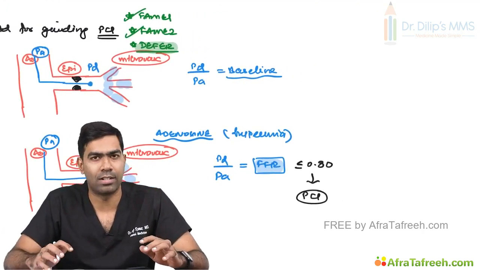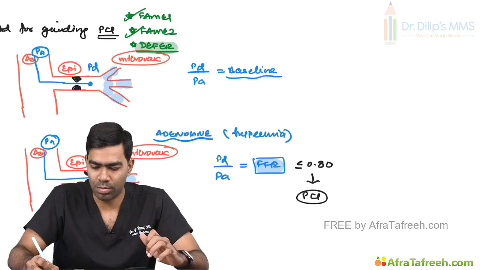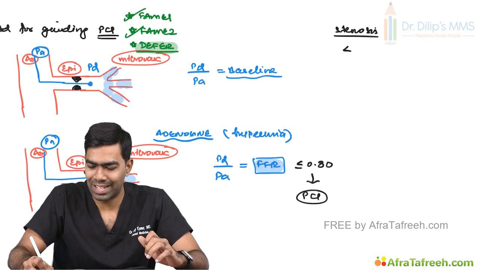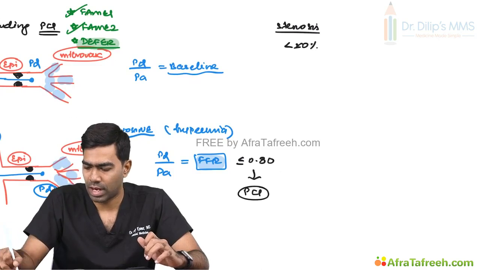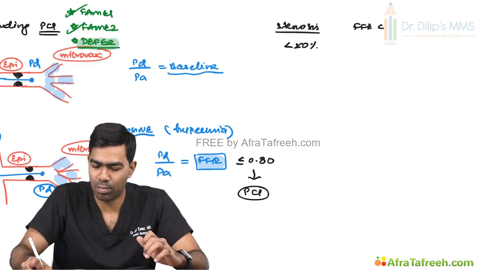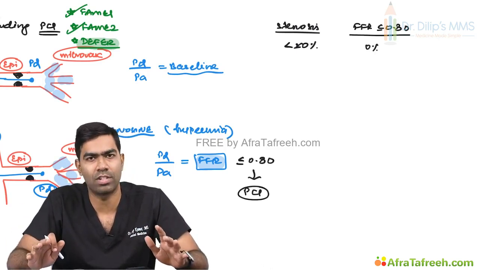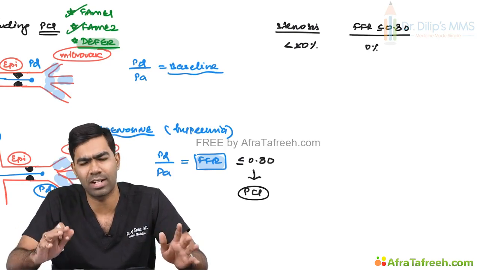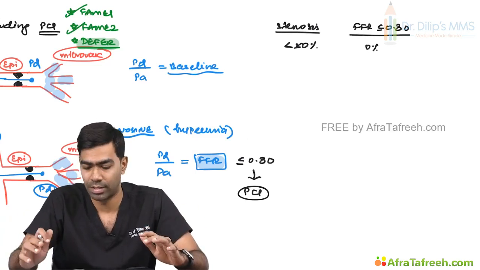So let us take certain statistics and see why this is important. Remember, if the stenosis is less than 50%, the percentage of patients who are going to have an FFR of less than 0.80 is almost nearly 0%. No patient with stenosis of less than 50% usually will have an FFR of less than 0.80, unless there is another coexisting condition like severe anemia or probably LVH or something else.